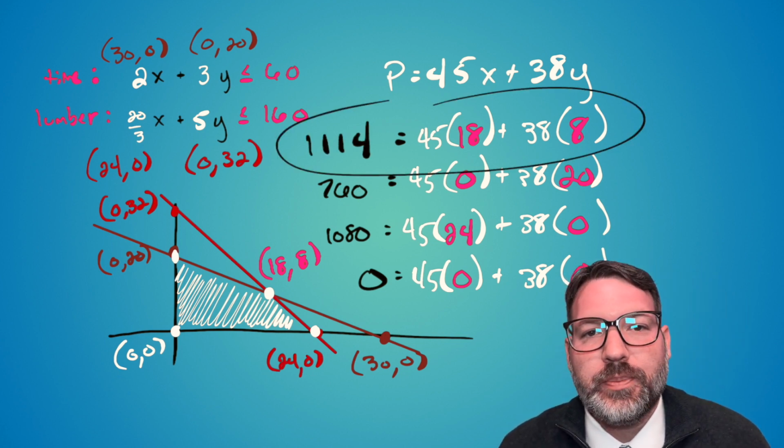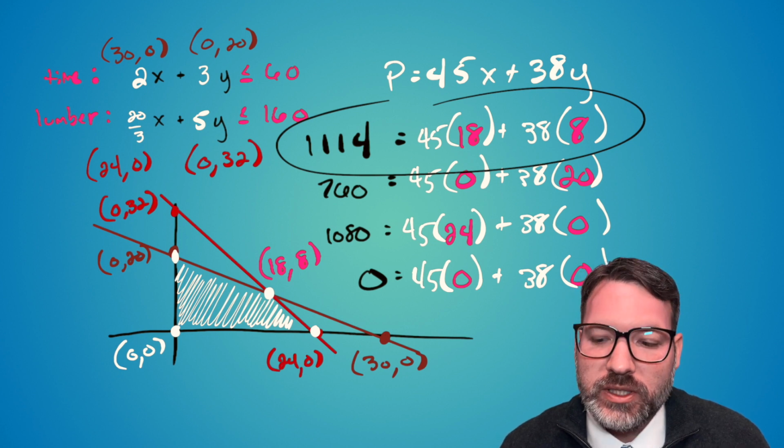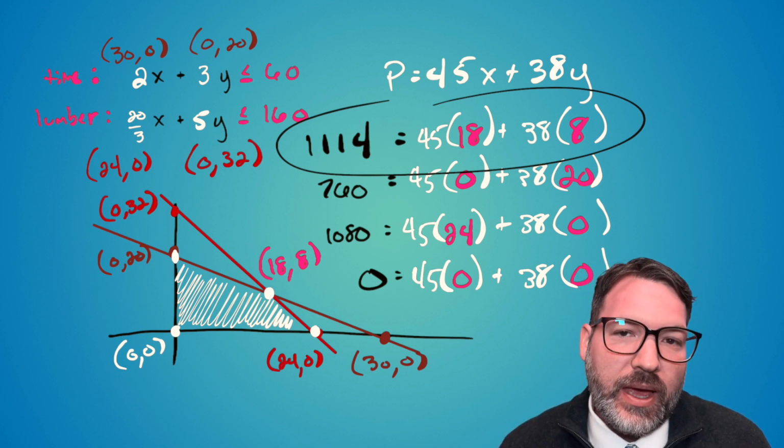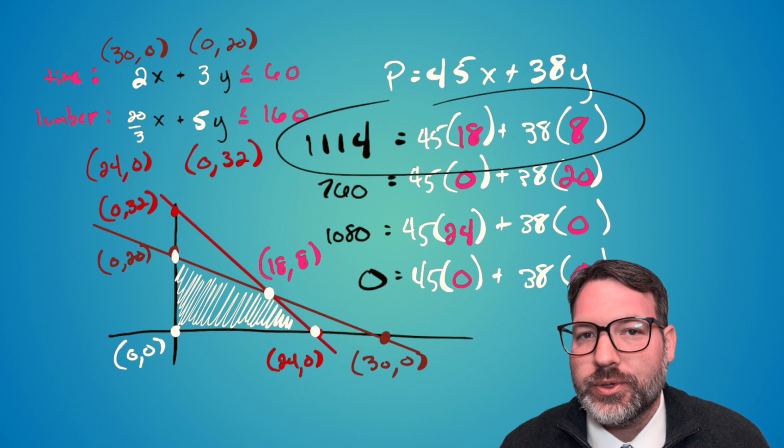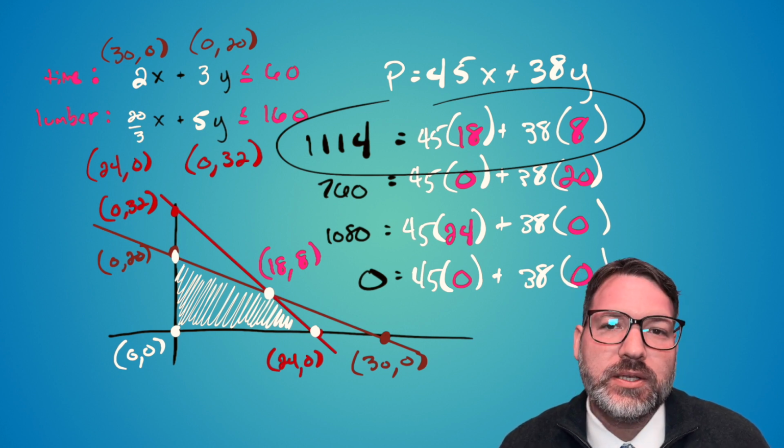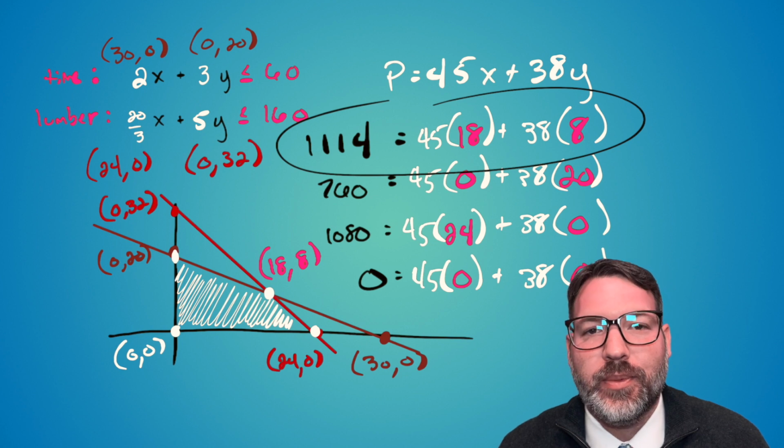The best way to spend our limited resources of time and lumber would be by making 18 tables and 8 chairs a week, and that's going to net us $1,114 of profit. That is my maximized solution.